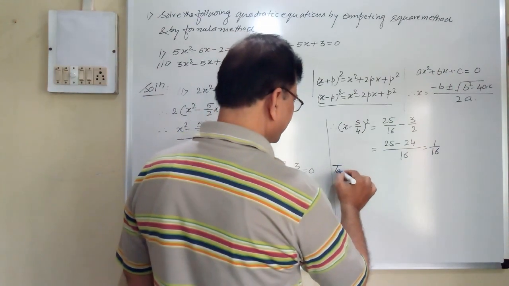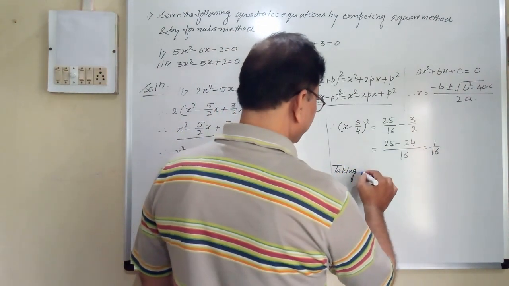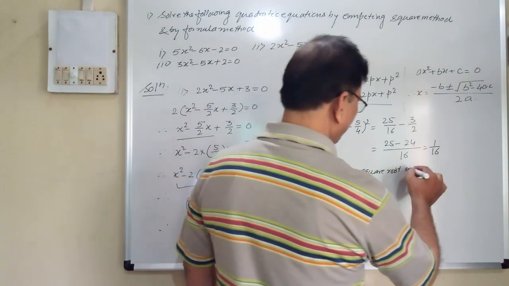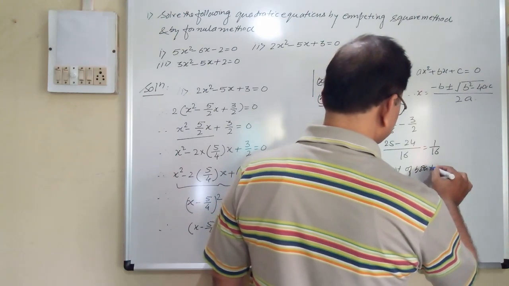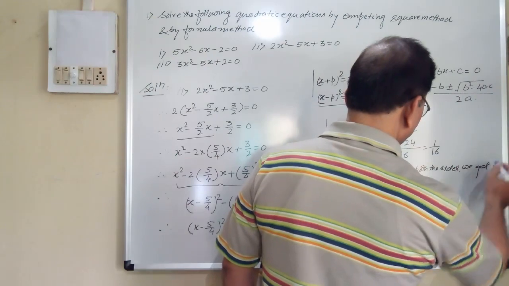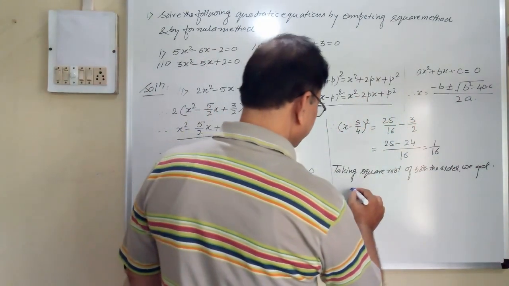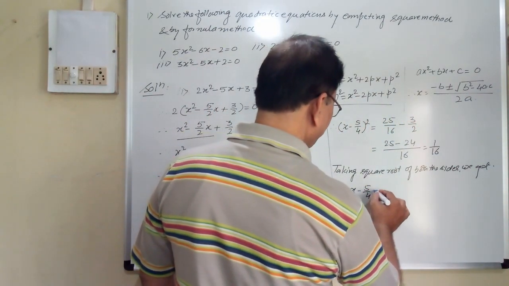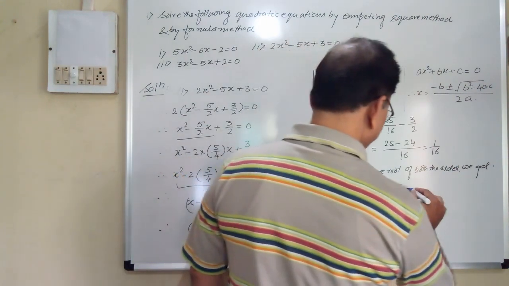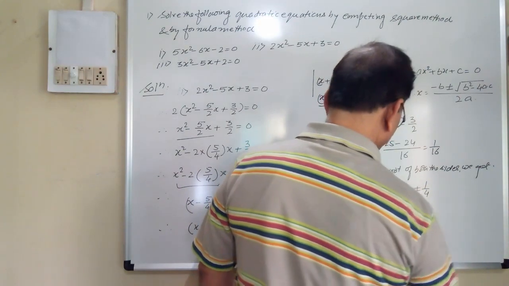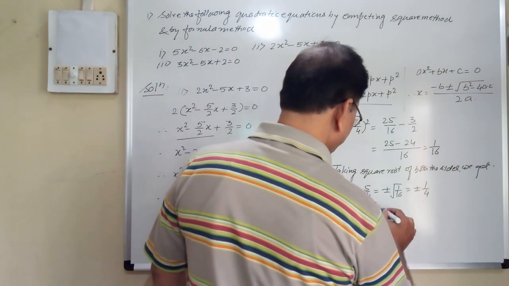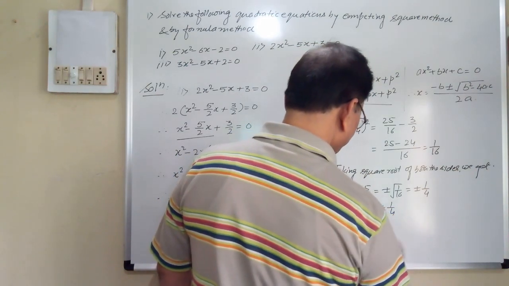Taking square root of both the sides, what do we get? That is x minus 5 by 4 is equal to plus minus under root 1 upon 16, that is equal to plus minus 1 by 4. Therefore x is equal to 5 by 4 plus minus 1 by 4.